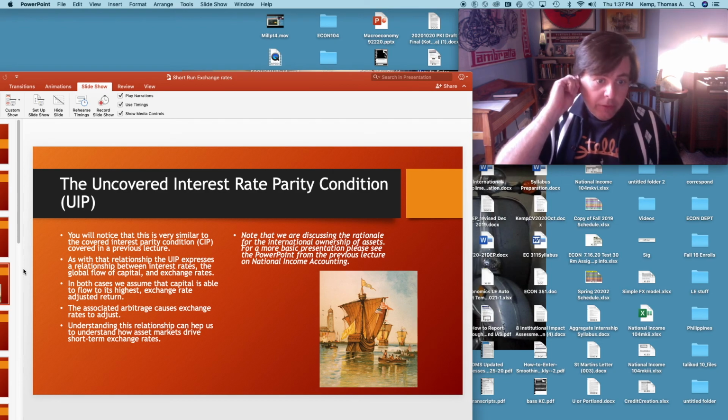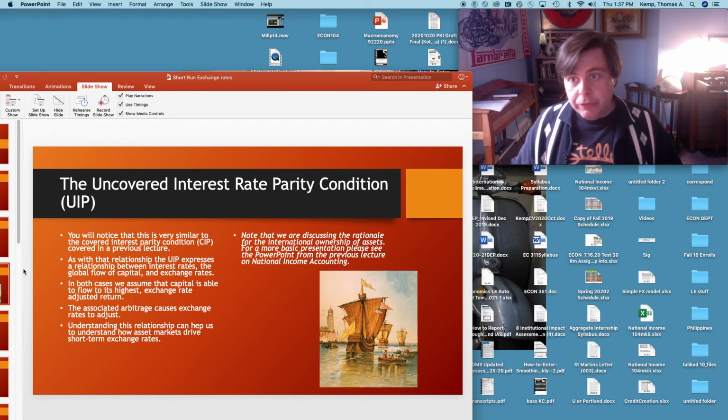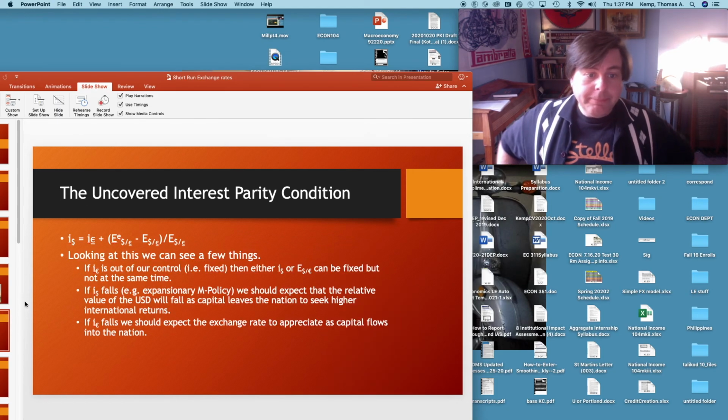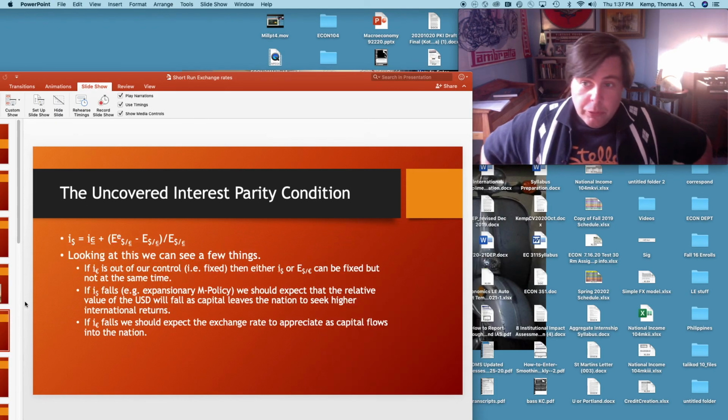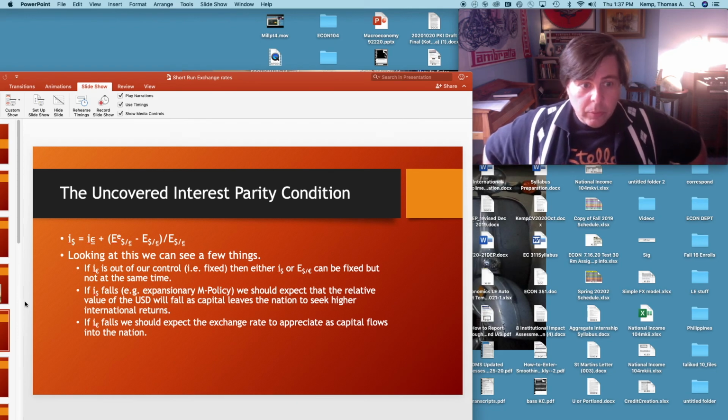Okay, so this uncovered interest rate parity condition gives us a way of thinking about how capital moves and why capital moves. Okay, there's also another very interesting thing that this equation illustrates, right?